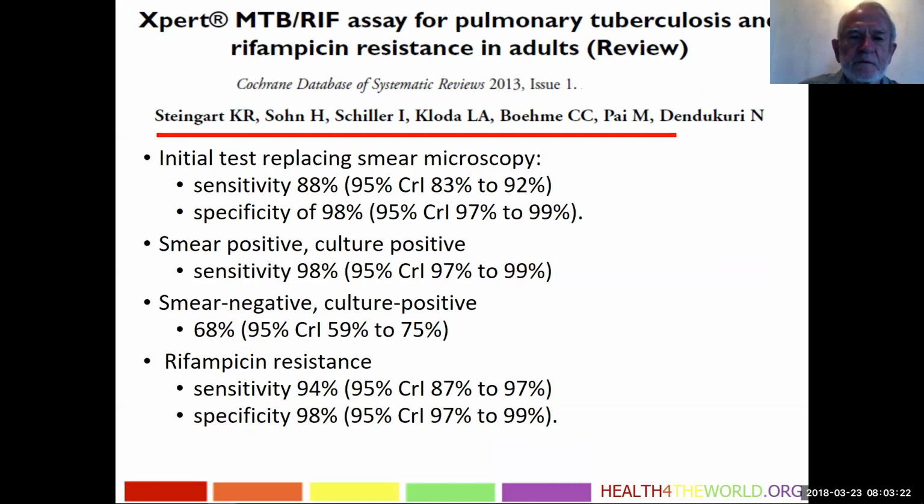Looking at specimens that are smear positive and culture positive, you see that the sensitivity is 98%. Smear negative culture positive specimens, the sensitivity drops a bit to 68%. Although there are some data from the prevalence surveys that suggest that, in fact, the rapid molecular test may be more sensitive than the culture, but that has not been substantiated in careful clinical studies. And then finally, for the detection of rifampicin resistance, the sensitivity was found to be 94% and the specificity 98%.